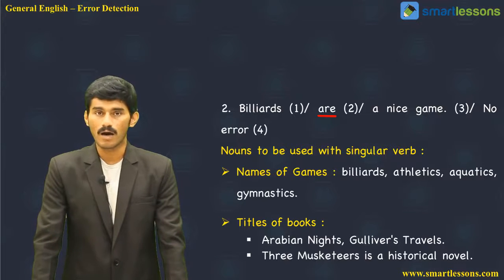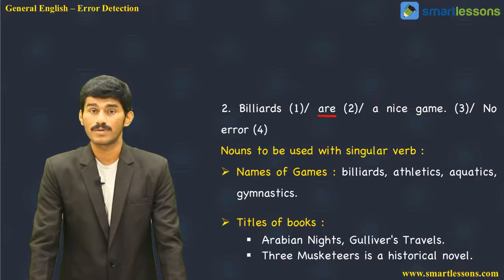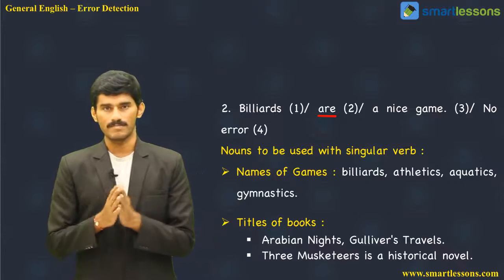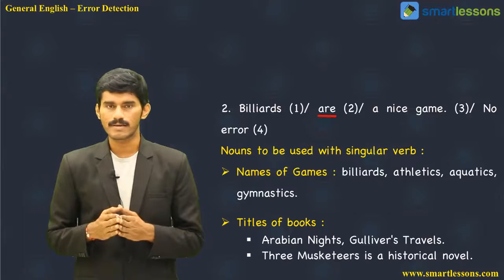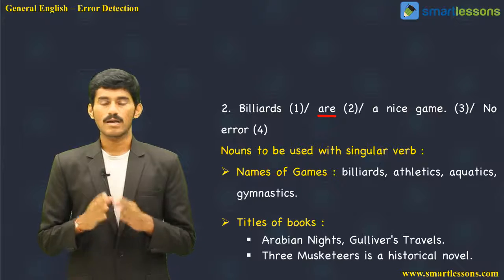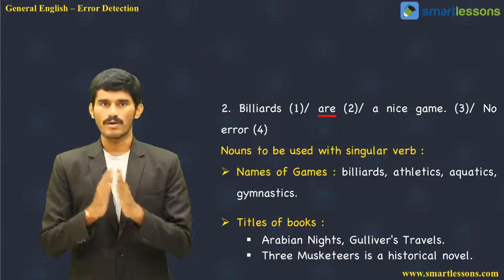So there are some nouns to be used with a singular verb only, even though they end in s. So they are names of games. For example, billiards, athletics, aquatics, gymnastics, like this. So they end in s, but they are taken as singular only.